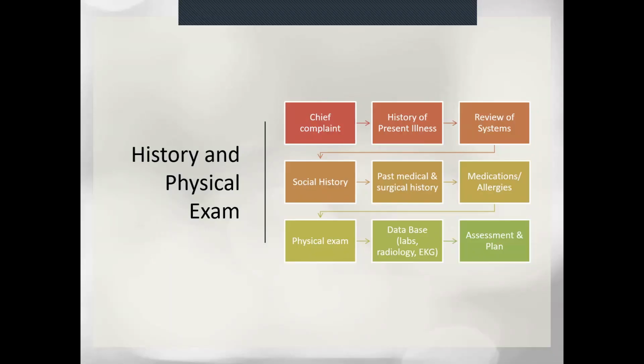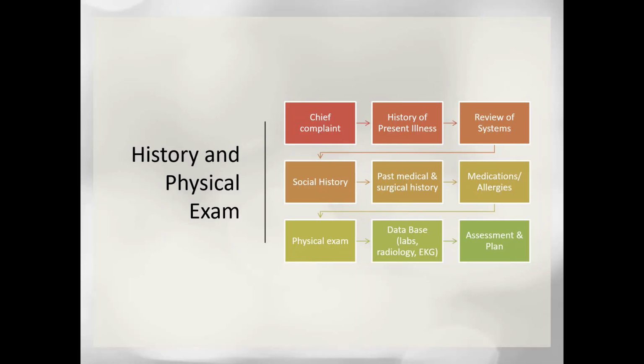History and physical exam is made up of several components. There's the chief complaint, the HPI, the review of systems, the social history, the past medical history, medications, allergies. Then we'll include your physical exam and then a database of information that you're using during that encounter to make your decisions. And finally, your assessment and plan.